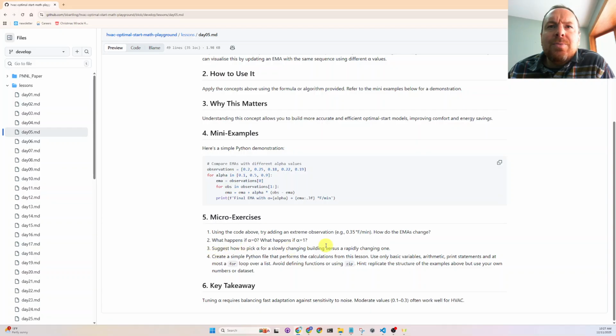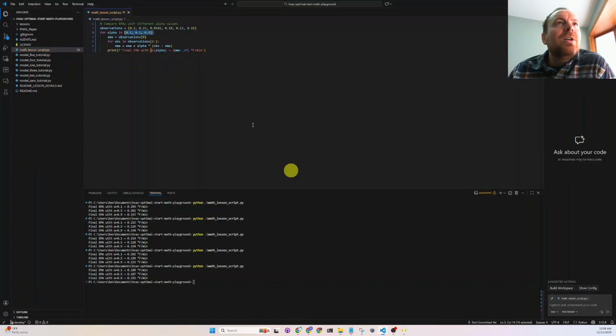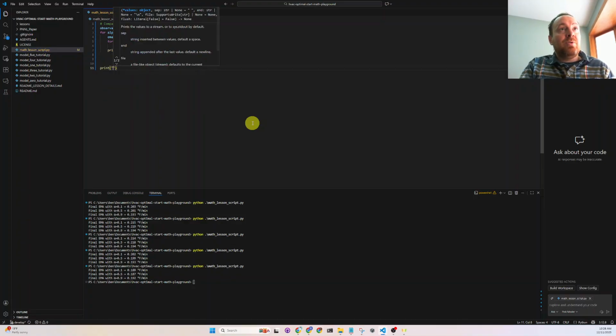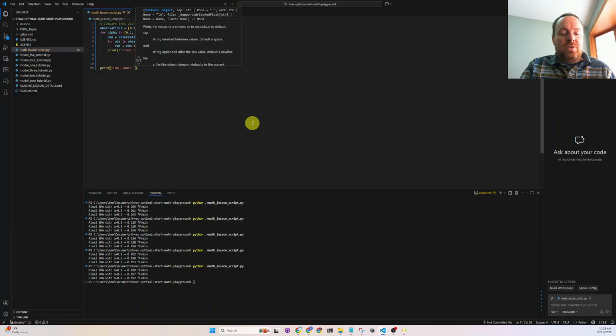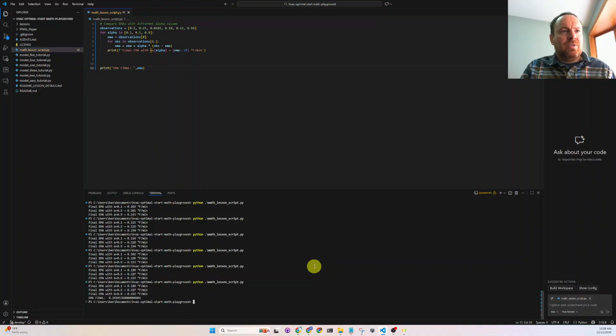Okay, so we kind of talked about that. Create a simple Python file that performs a calculation using only basic variables with a quick print. So we did that. I'm just not going to do that because it gave us the Python code to use here. I think what would be kind of fun though is to just add to this. Let's say print EMA final, which could be EMA. So that is our final EMA if that was our tuned observation.